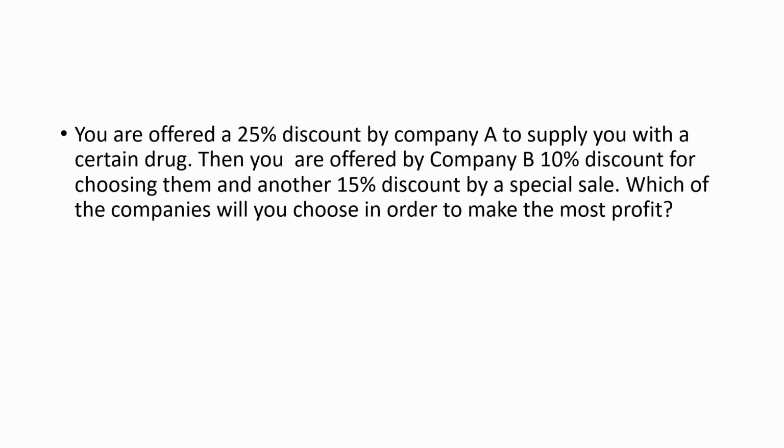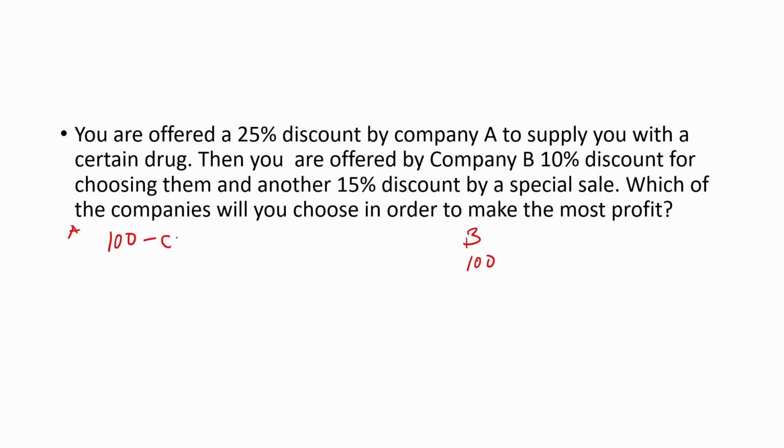Next, you are offered a 25% discount by company A to supply you with a certain drug. Then you are offered by company B a 10% discount for choosing them and another 15% discount by a special sale. Which of the following companies will you choose in order to make the most profit? Okay. So in this problem right here, there's no price. You need to make up a price so you could gauge how much you're saving actually. So let's have 100 pesos. Let's have both prices at 100 pesos and let's apply straight discount for A and serial discount for B.